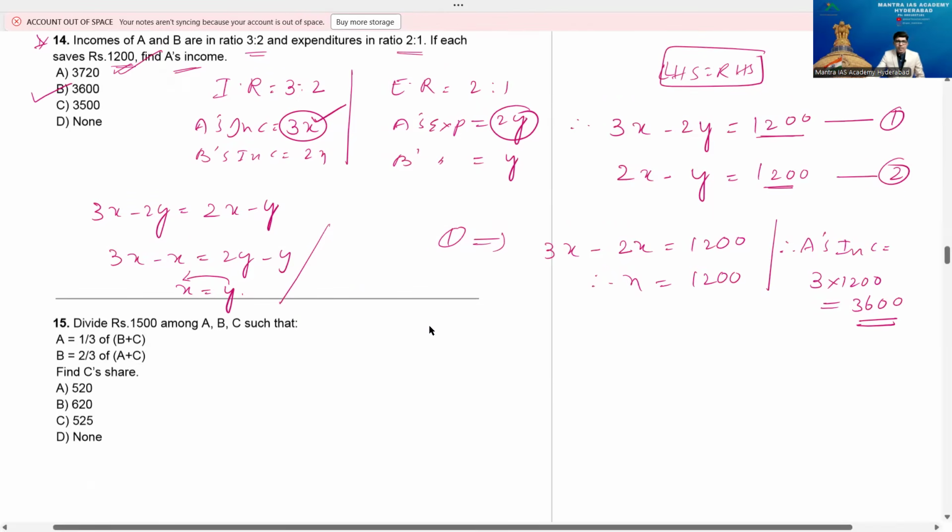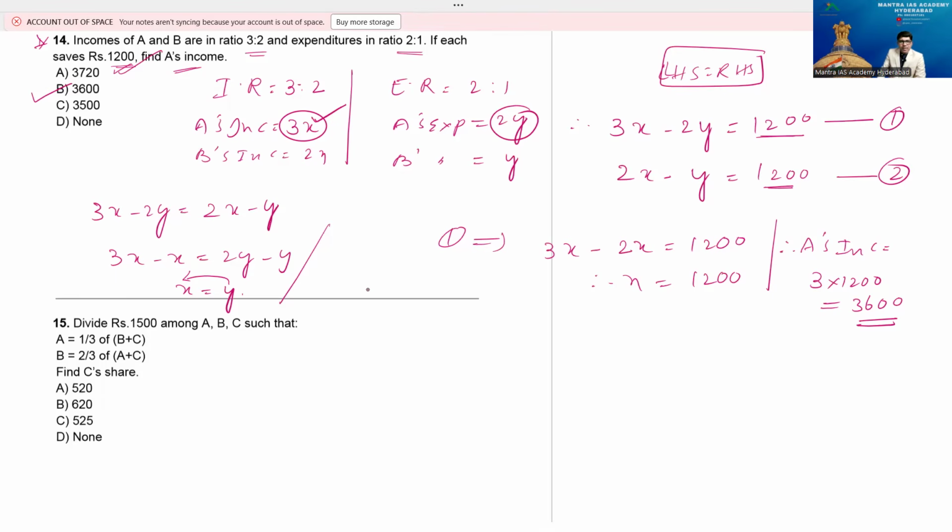And the 15th, I'll just, very important. I'll stop after this. Very beautiful question, my dear. Divide rupees 1500 among A, B, C such that A receives one third of what B and C receive, B receives two third of what A and C receive, and find C's share, beta. See, the logic is the total amount in this case is A plus B plus C. 1500 I have to divide.